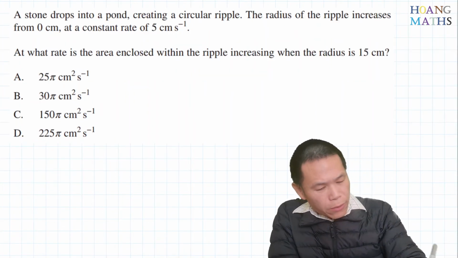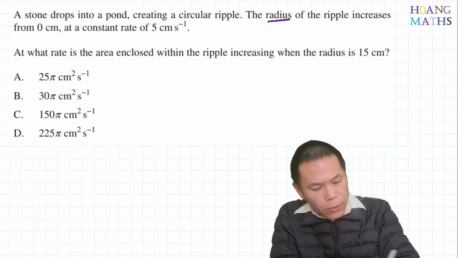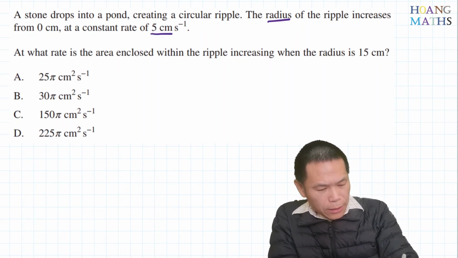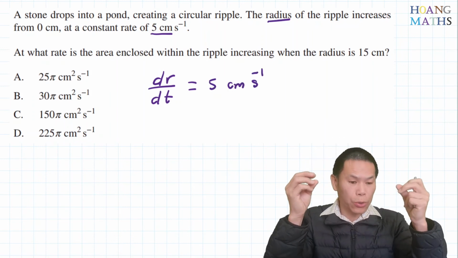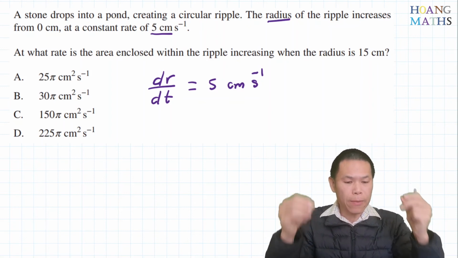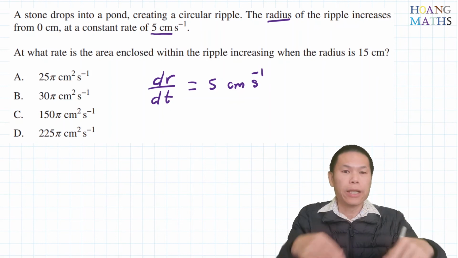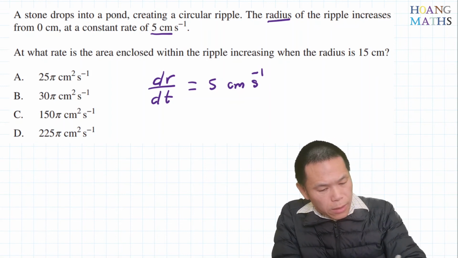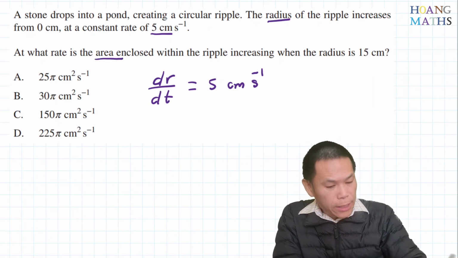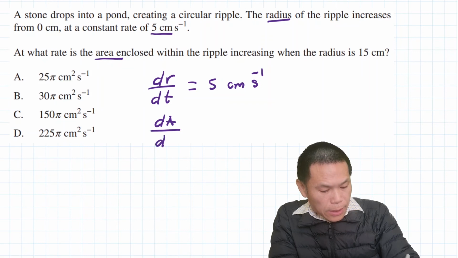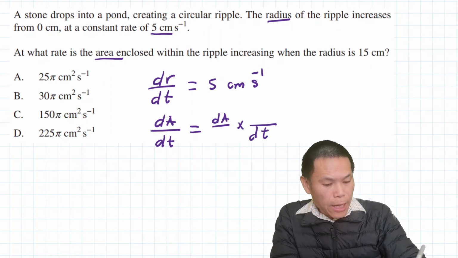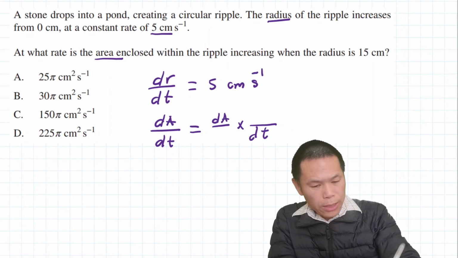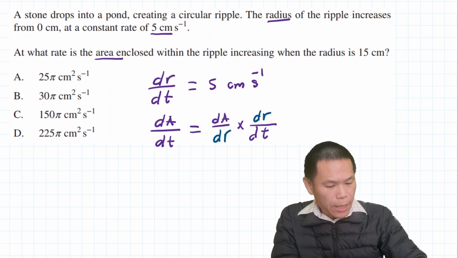So first of all, we know that the radius is increasing at a rate of this. So that's the first thing. So we know that dr/dt is equal to 5 centimeters per second. And it's positive because the radius is increasing, okay? And if it's decreasing, it'll be negative, right? Now the question is, what is the rate of the area increasing? That is dI/dt. So first of all, using chain rule, dI/dt is dI/dr times dr/dt, and this one is already given.